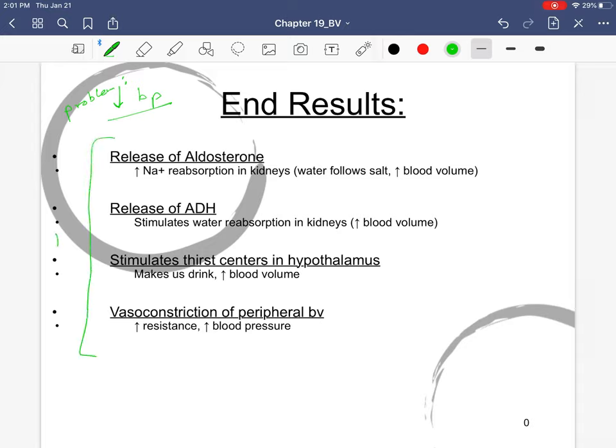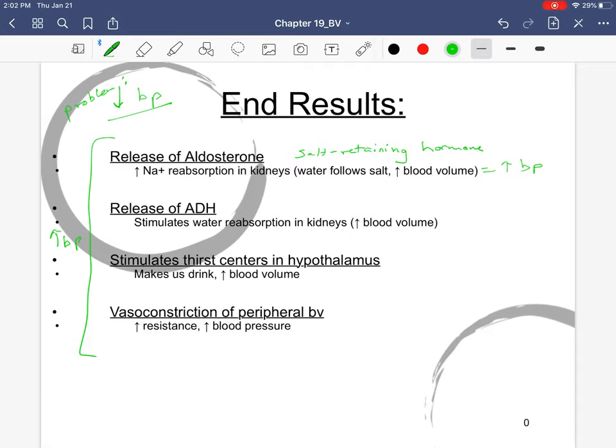Remember, our problem was a drop in blood pressure. So all four of these things are going to fix the problem by increasing blood pressure. Well, how can we increase blood pressure? We can release a hormone called aldosterone. We could simplify by calling it our salt-retaining hormone. Aldosterone goes to the kidneys and tells them to retain more salt. Instead of peeing it out, keep it. By retaining more salt, we retain more water, because water follows salt. So by retaining more water, we increase blood volume, which increases blood pressure.